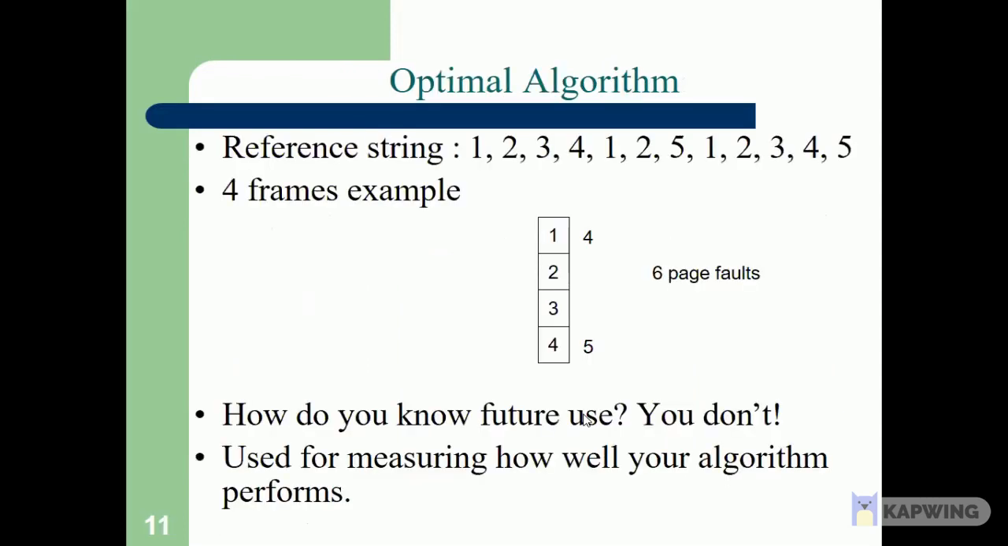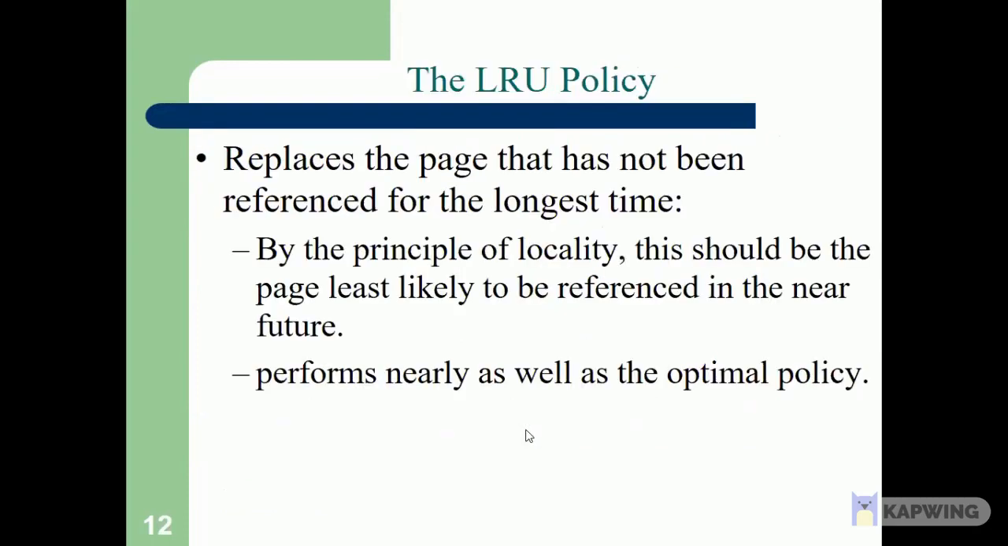Okay. So again, whether we have solved the Belady's anomaly problem of the FIFO. So the reference string is 1, 2, 3, 4, 1, 2, 5, 1, 2, 3, 4, 5. 4 frames are there. Now if you solve this problem, total number of page fault is 6. So the problem of Belady's anomaly has been solved in the optimal also. Now, how do you know the future use? You don't know. It is used for measuring how well your algorithm is performed.